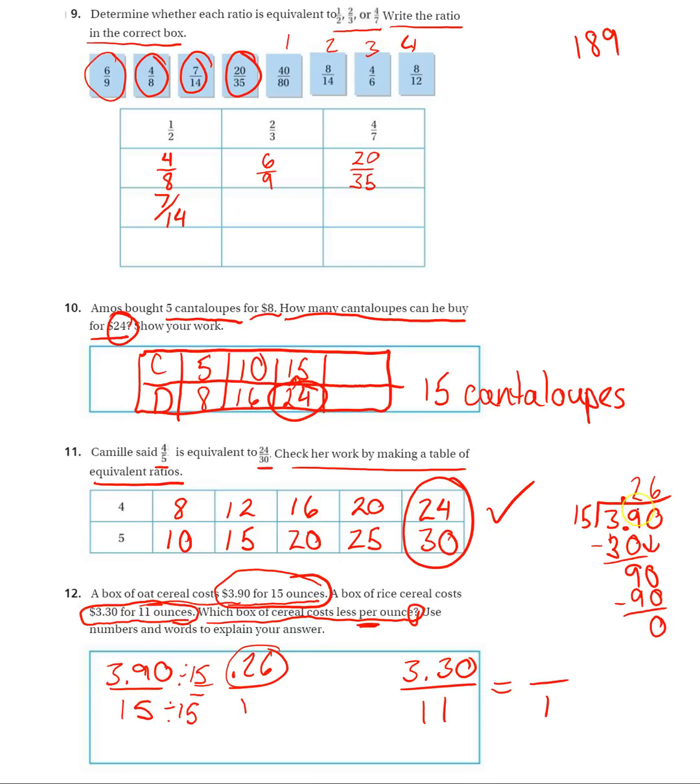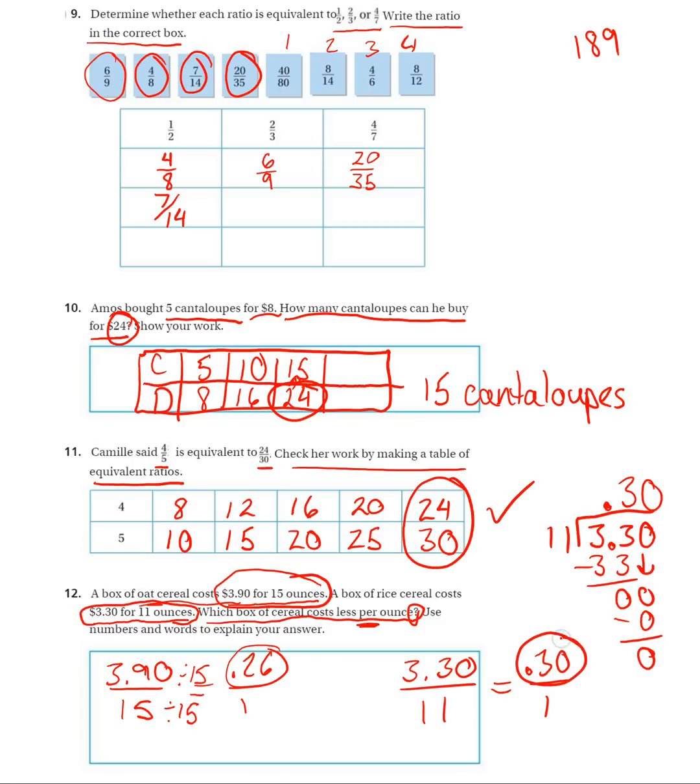Now let's see how much the other one costs. I'm going to erase my work. You never erase your work. Okay, $3.30, but that's for 11 ounces. So I need to divide to figure out how much it costs for 1 ounce. Bring my decimal straight up. 11 goes into 33 3 times. 3 times 11 is 33. Subtract gives me 0. Bring down my 0. 11 goes into 0 0 times. 0 times 11 is 0. Subtract gives me 0. So the rice cereal costs 30 cents per ounce.